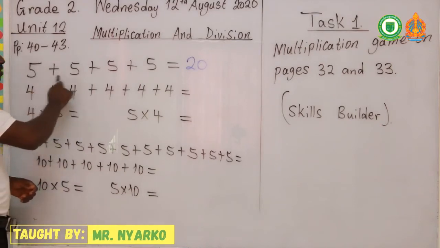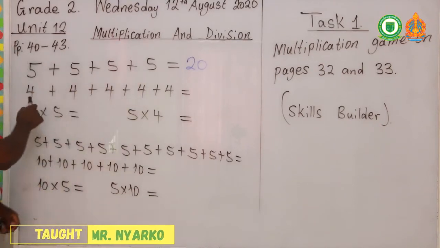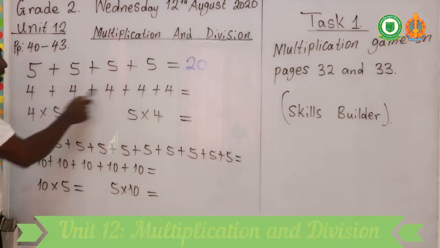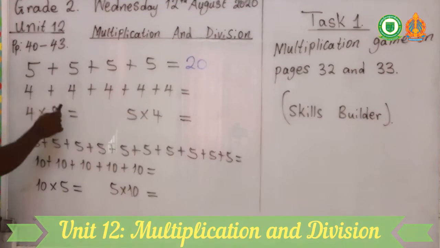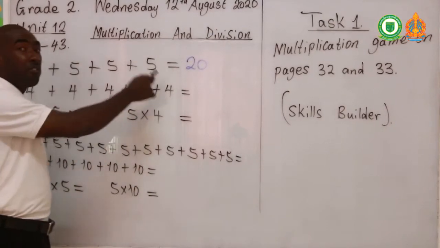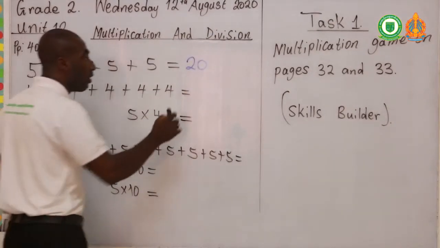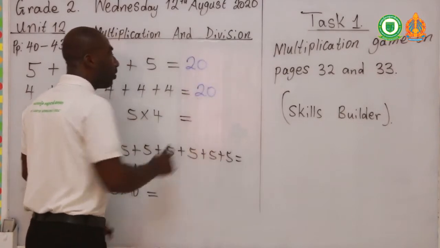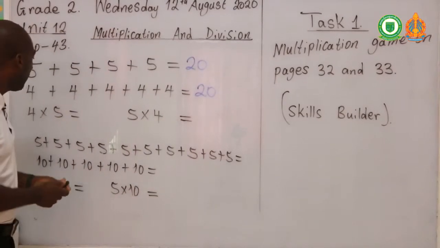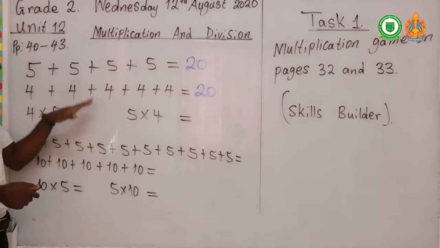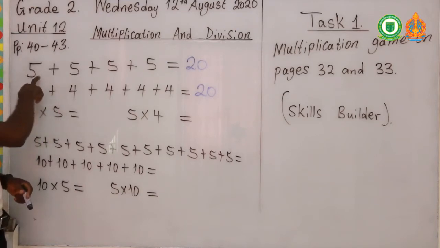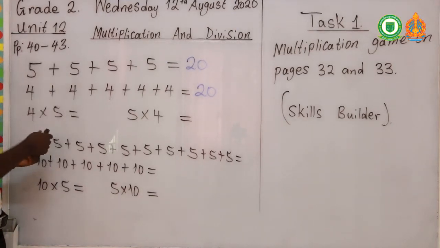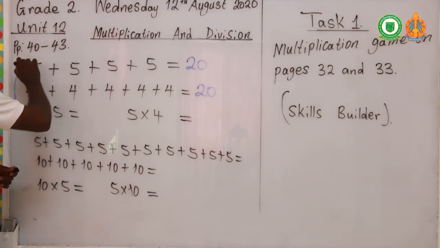So we are having 5 in 4. Now we have 4 in 5, so we have 1, 2, 3, 4, 5. That means when we also add 4 in 5 folds, it's also going to give us 20. Okay, now let's see the multiplication side of this. It means 4 multiplied by 5. So 4 multiplied by 5 goes to this one, okay?